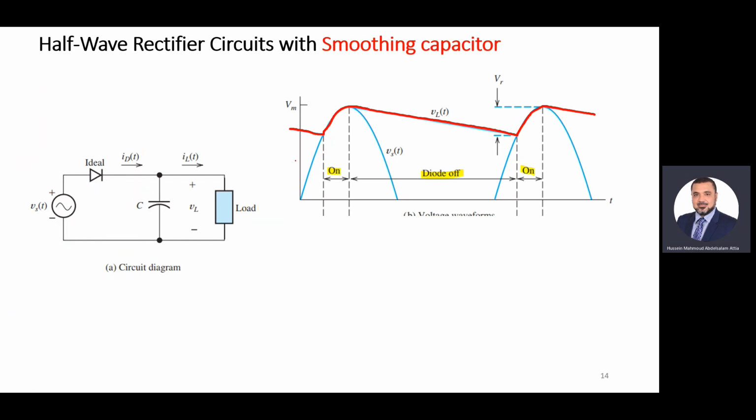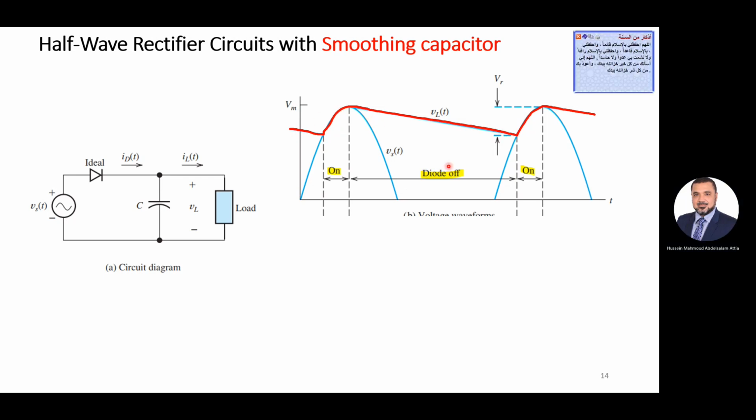the capacitor starts to charge in this part until it reaches the maximum, then starts to decrease until it joins again with the charging of the capacitor. So the diode is on during the charging time. Here the diode is on. Look, guys, in this time the diode is on. Then the diode will be off.